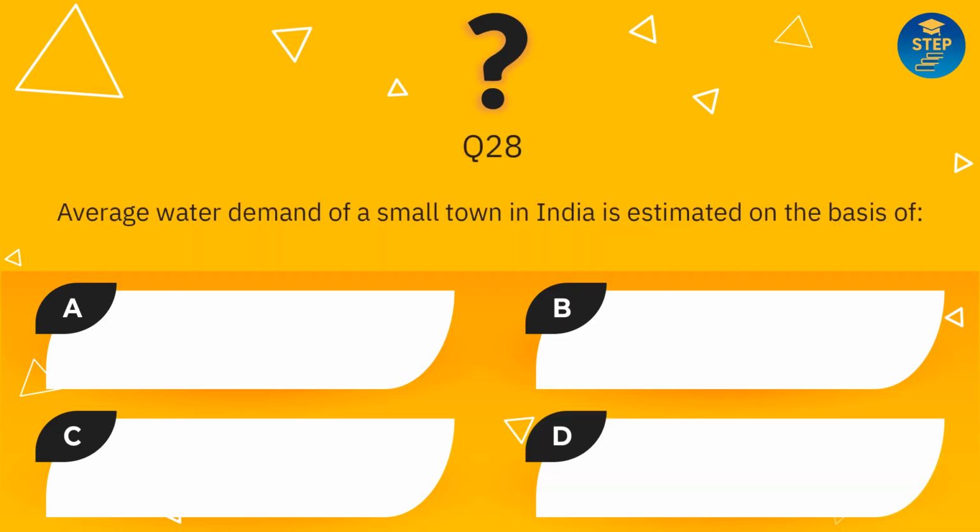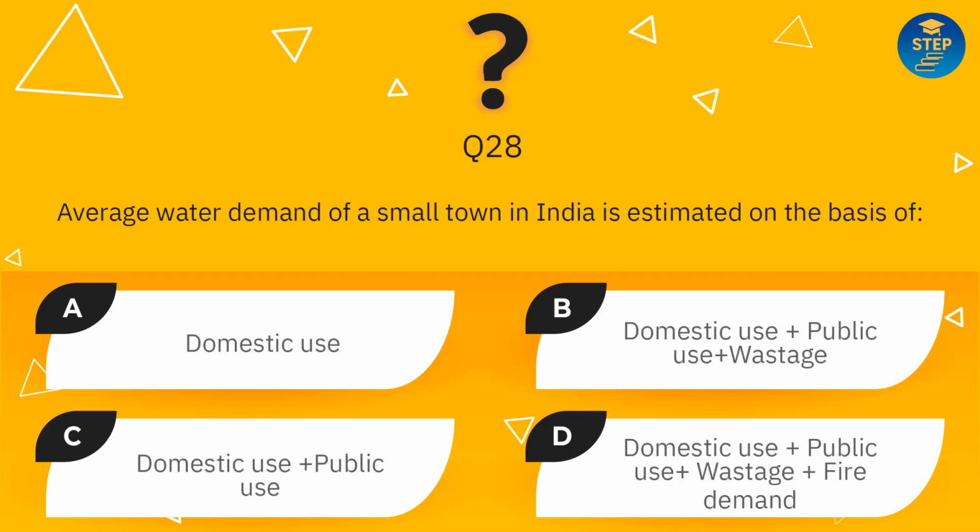Average water demand of a small town in India is estimated on the basis of domestic use plus public use plus wastage, domestic use plus public use, domestic use plus public use plus wastage plus fire demand. Answer is domestic use.